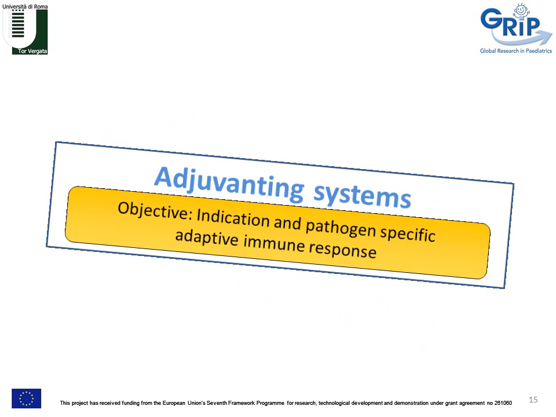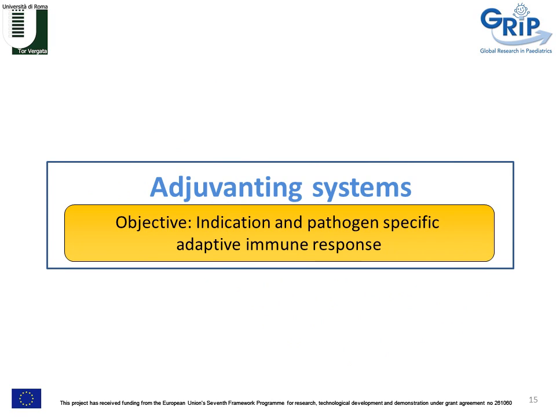Slide number 15 indeed points to the interesting option that the novel adjuvanting systems, alone or in combination, may indeed allow us to mount a tailor-made specific immune response against existing and novel pathogens.